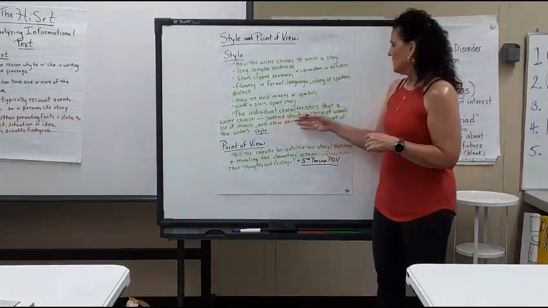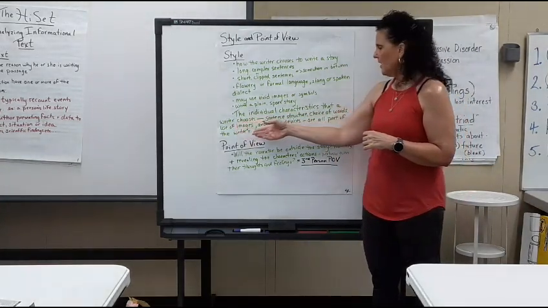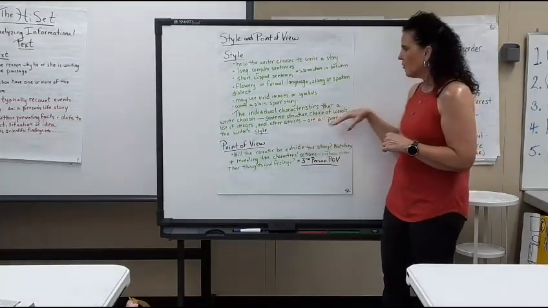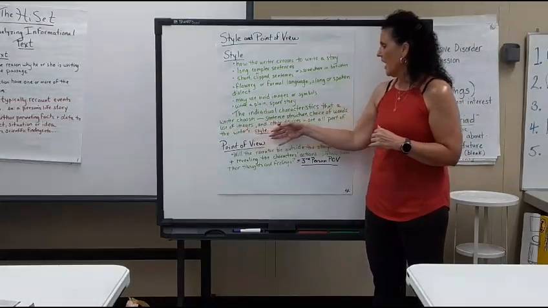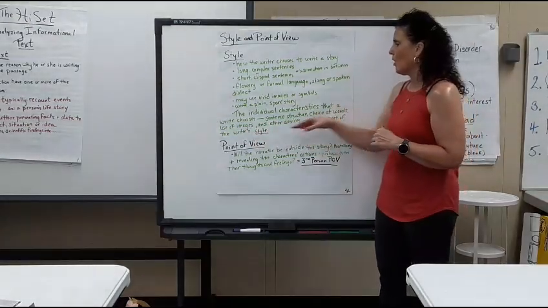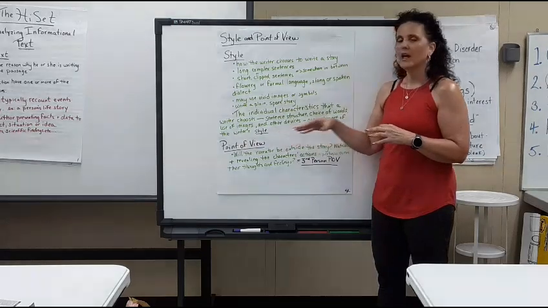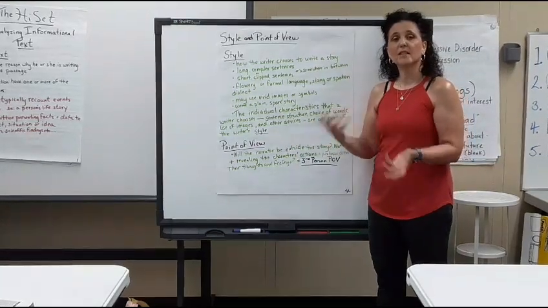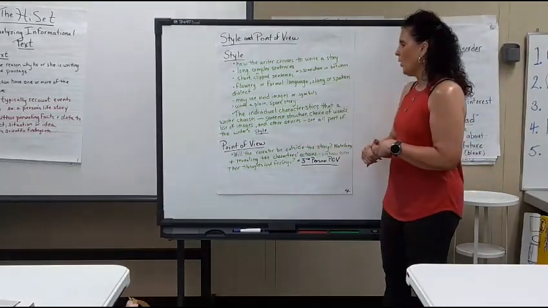The individual characteristics that a writer chooses, things like sentence structure, choice of words, use of these images, and other devices, are all part of that writer's style. And each writer takes on a different style. And then you look at point of view.